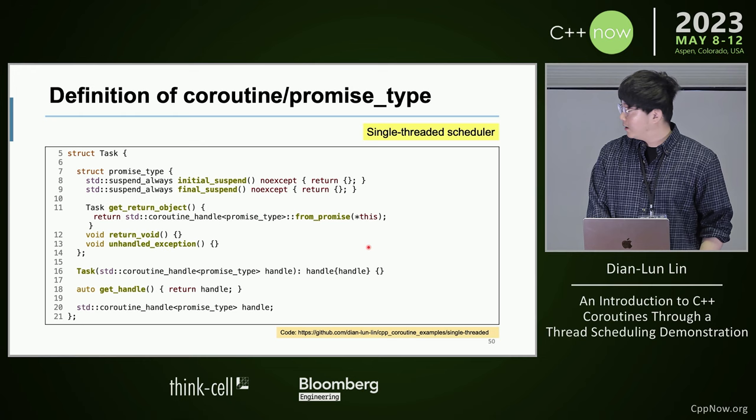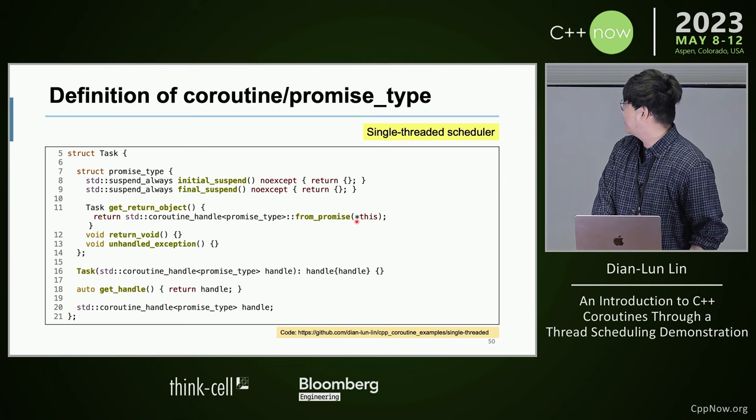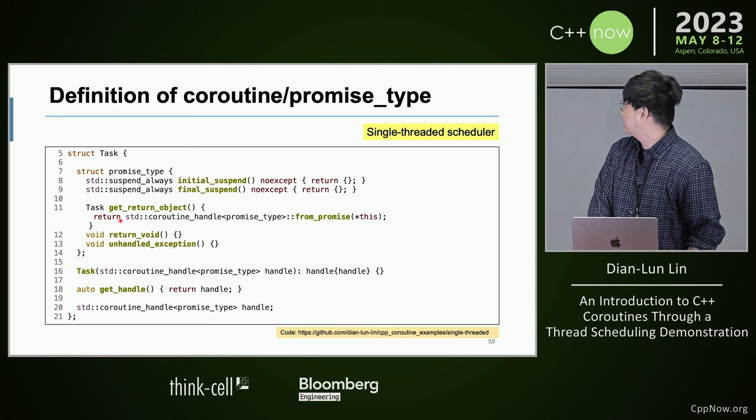Okay, get return object simply uses from promise to get a handle, and then you use this handle to create a task. And then return void and unhandled exception simply do nothing in my scheduler implementation.